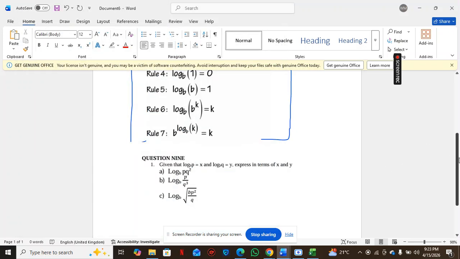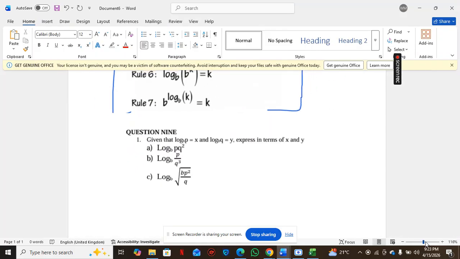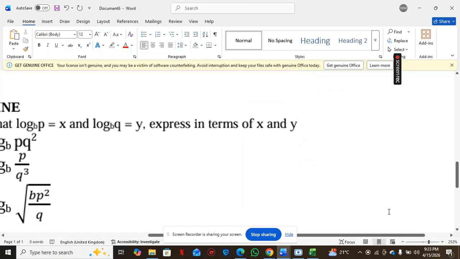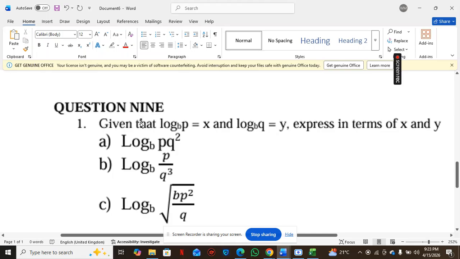Okay, so we've got this question here. It says, given that log_b p = x and log_b q = y, express in terms of x and y: (a) log_b of pq squared, (b) log_b of p over q cubed, (c) log_b of the square root of b p squared over q.